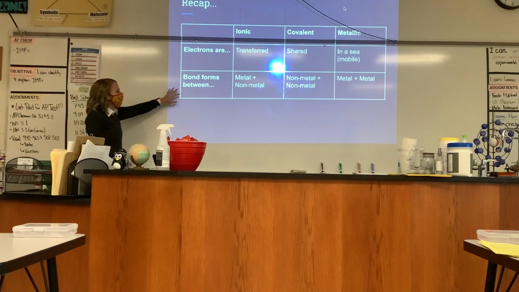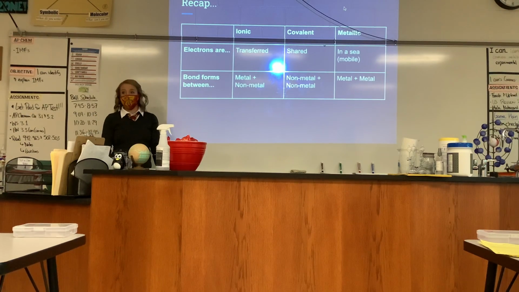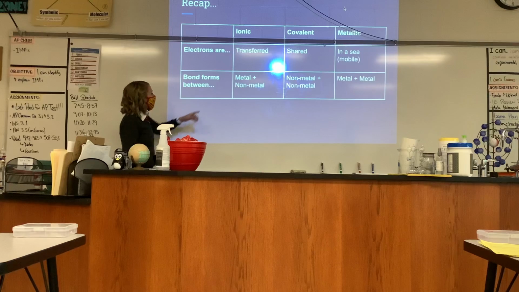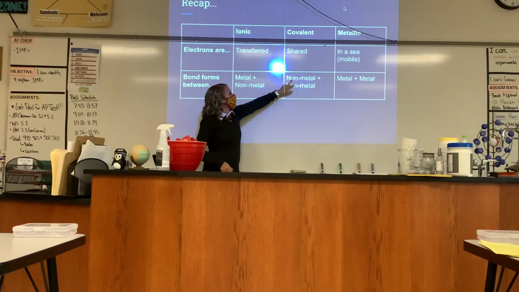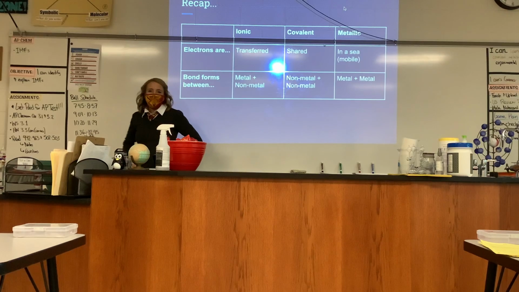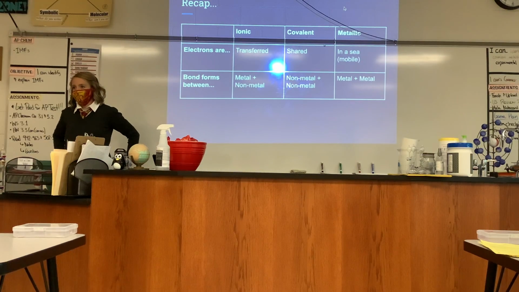Okay, the bond forms, so this is how you identify the formula. Okay, if the formula is a metal and a non-metal, it's always ionic. If it's two non-metals, it's always covalent. And then if it's two metals, it's metallic.